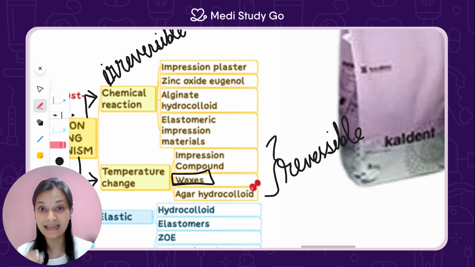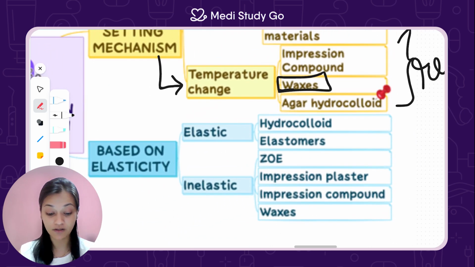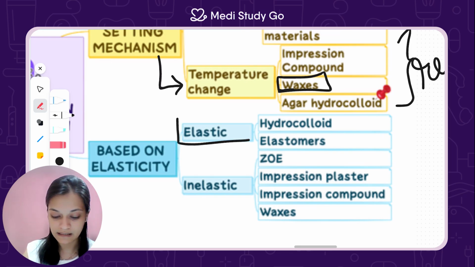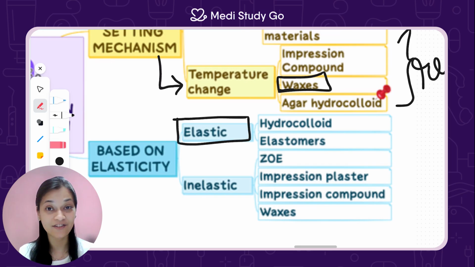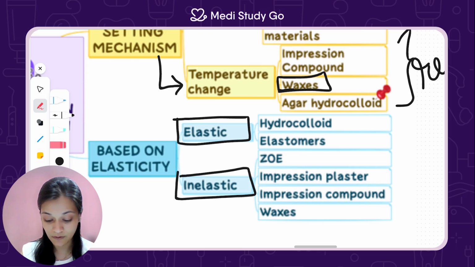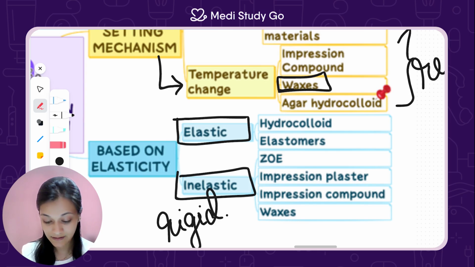So these are the examples. What is the specific reaction that is happening within the material? We will look into it when we talk about each material in detail. Then based upon the elasticity. So if the material is elastic, it will bend. It will go and engage the undercut. But at times we would want the material to be rigid. So they can also be inelastic. What I can also call as rigid material.